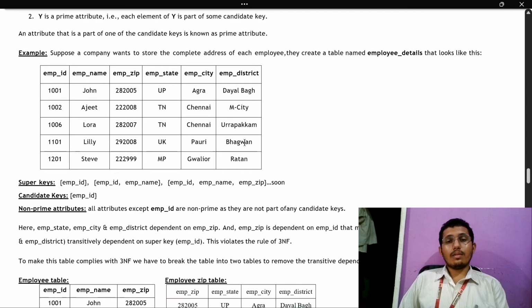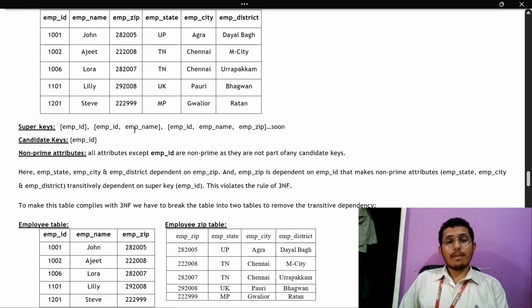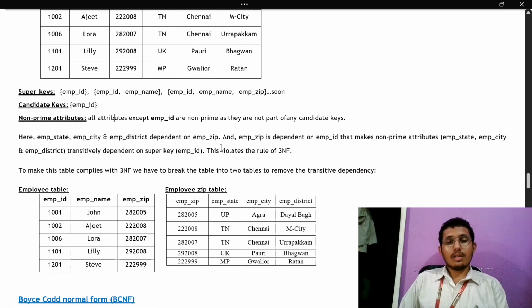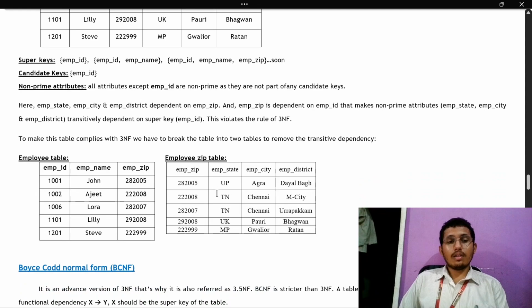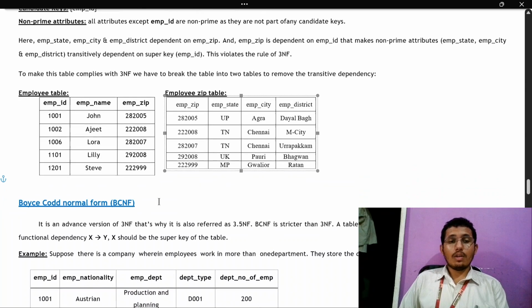Here, in the given table, the super keys are emp id, emp id comma name, emp id comma name comma zip, and so on. The candidate key is emp id. Here, name depends on zip and zip depends on emp id, which makes non-prime attributes transitively dependent on the super key. That violates the rule of 3NF. To make this table comply with 3NF, we break it into two different tables: emp id, emp name, and zip in one; zip, state, city, and district in the other, because these depend on zip. So we divide the table into two. Now it is in 3NF.